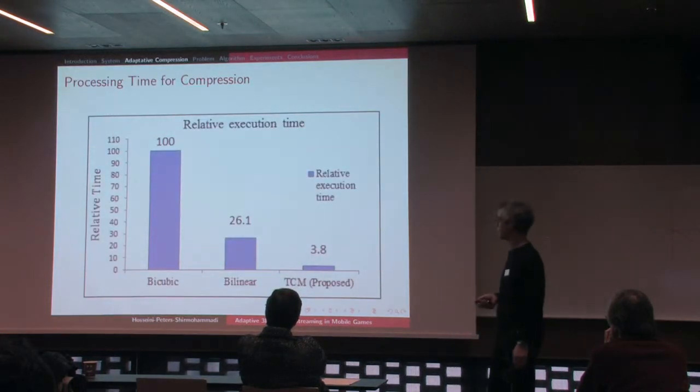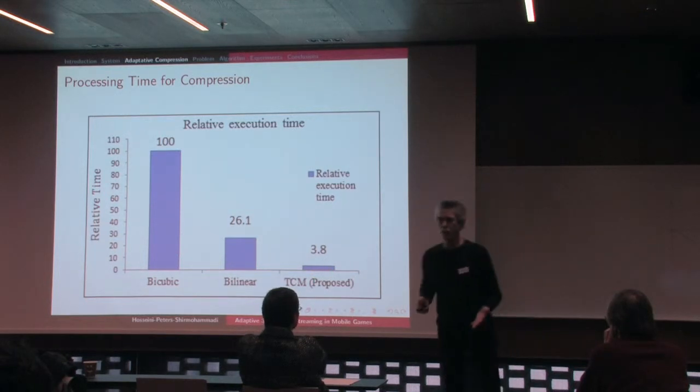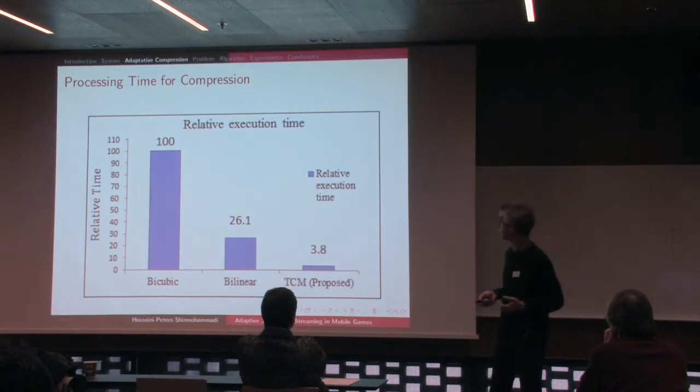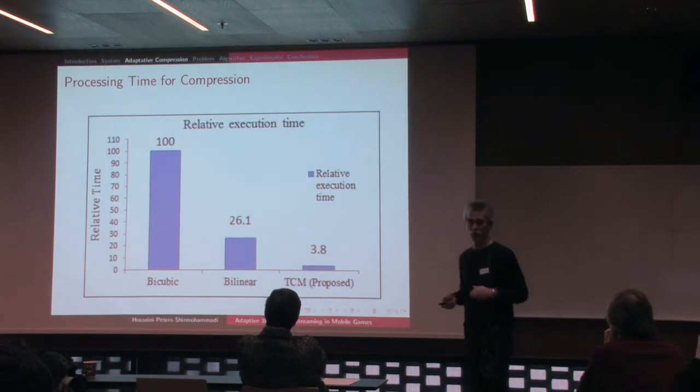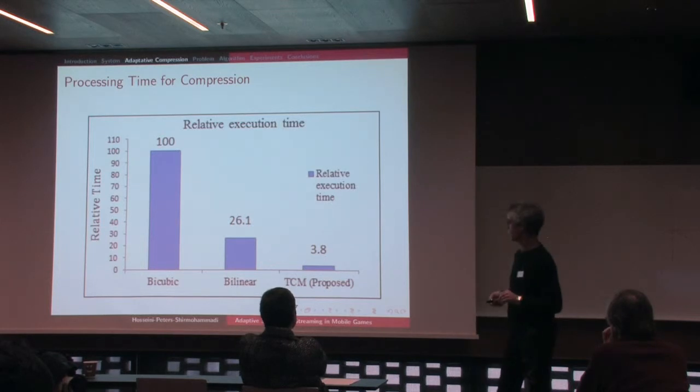We also ran some tests of how much execution time it took to actually do this with bicubic, bilinear, and this is just our sampling approach, our downsampling. So it uses a lot less execution time. There's a reduction in quality. There's room for further work here, for sure.